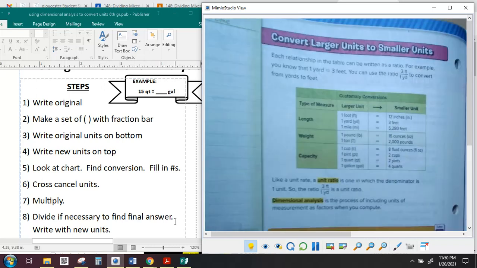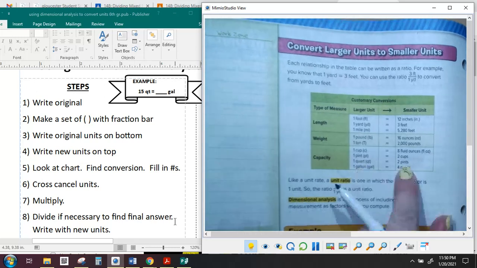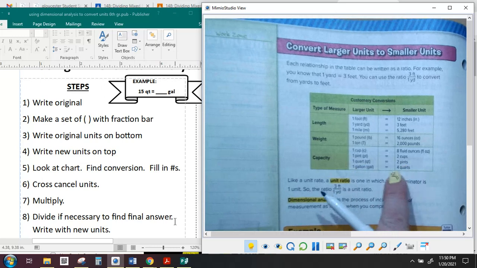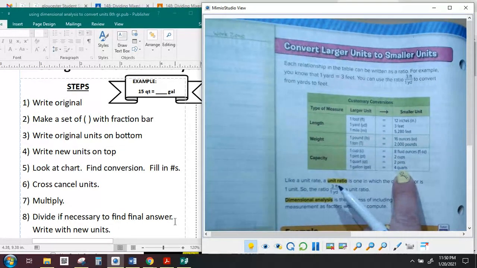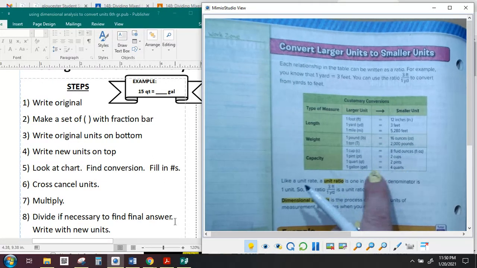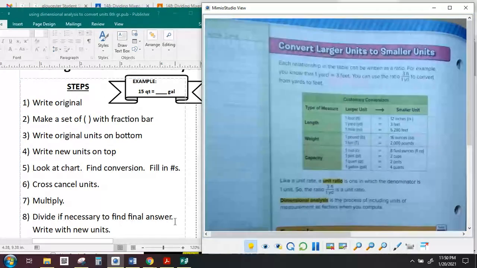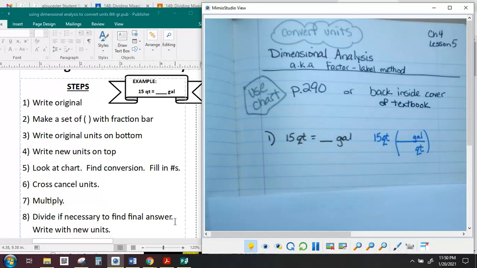So on this chart, we're looking for quarts to gallons. Now, I see quarts and I see pints. Here we go. 4 quarts is 1 gallon. And you do have to look at both sides because these can go back and forth. So 4 quarts is 1 gallon. I'm going to fill that in based on my labels.